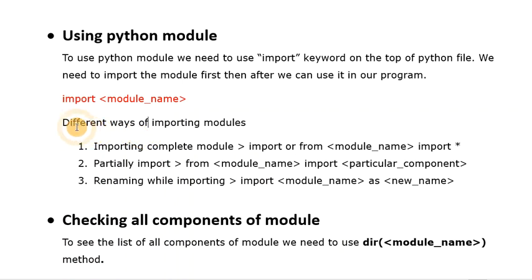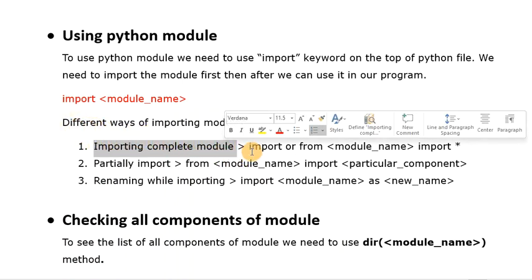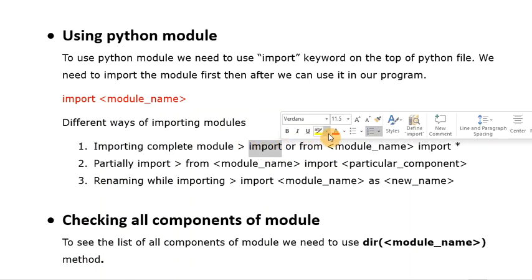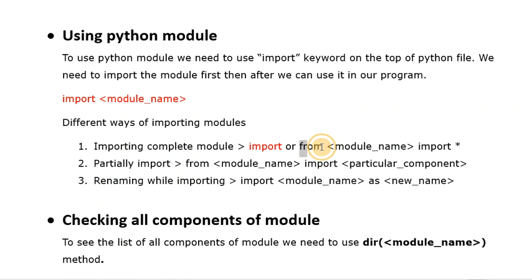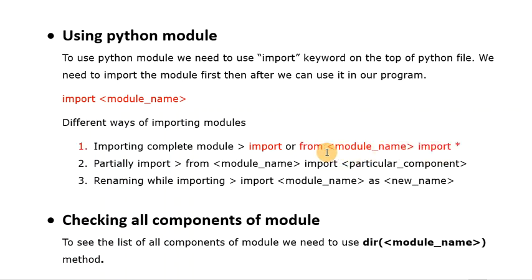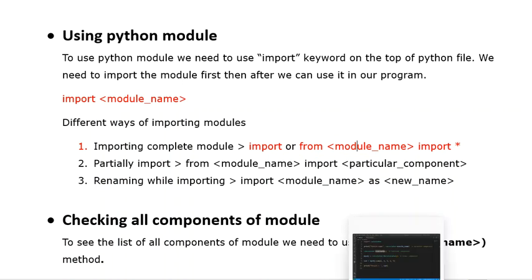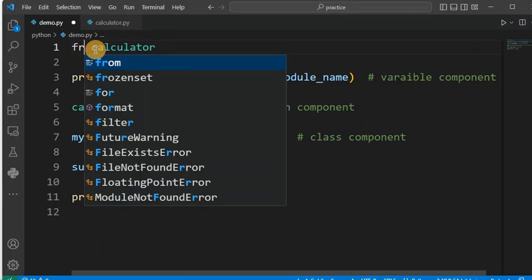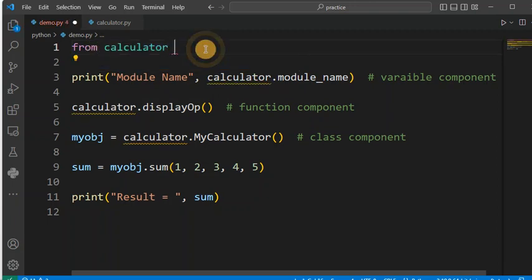There are different ways. The first one is importing the complete module. To import the complete module, we have two approaches. Either we use import, or we use this particular from import asterisk statement. So this one is similar to this import. Let me show you how it works. I am going to write from calculator import everything. So this is also acceptable, so we can use it this way.